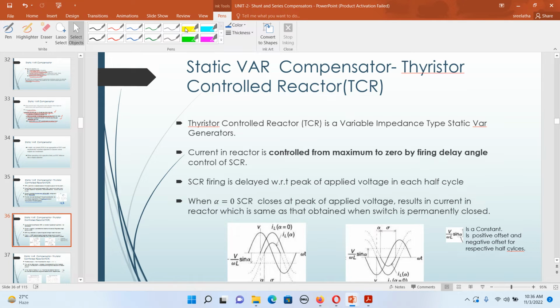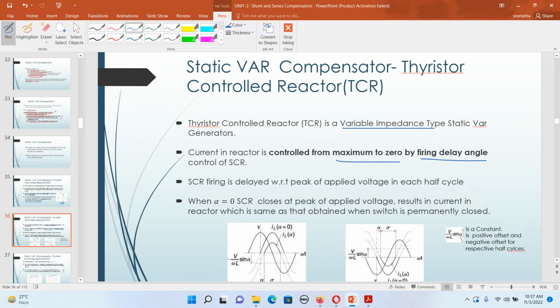TCR is a variable impedance type SVC, and the current in the reactor is controlled from maximum to zero by firing angle delay. That is how we are controlling the flow. Maximum to zero you can make. The firing is delayed with respect to the peak of the applied voltage in each half cycle. So how is it delayed? It should have some reference, right? So what is the reference?